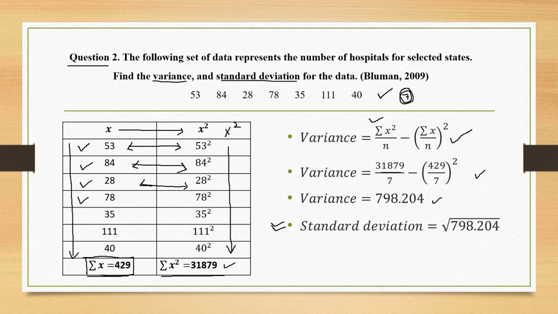Right after this, to find the standard deviation, we simply take the square root of the variance. So its square root is the square root of 798.204.